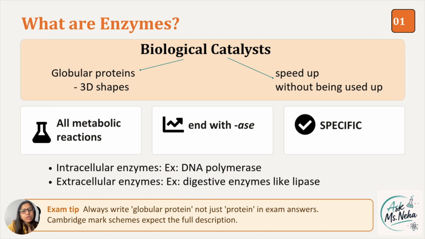Based on their function, enzymes can be of two types, intracellular and extracellular. So intracellular enzymes, they are made within the cell and they act within the cell, just like DNA polymerase for DNA replication. However, extracellular enzymes are the ones which are secreted outside the cell and they act in the cavities of the body, like all digestive enzymes. Amylase, protease, lipase, all of them, they are all extracellular enzymes.